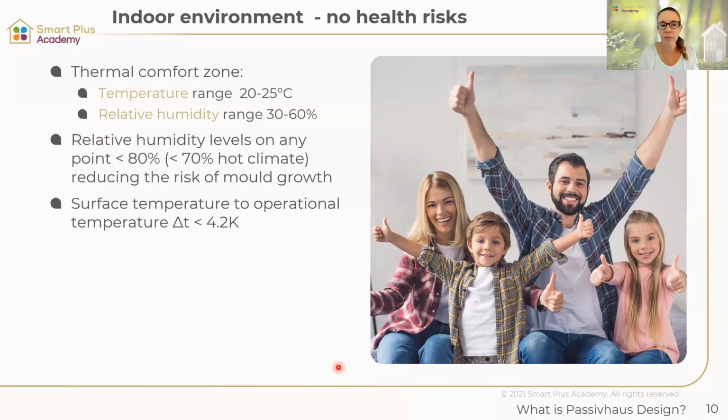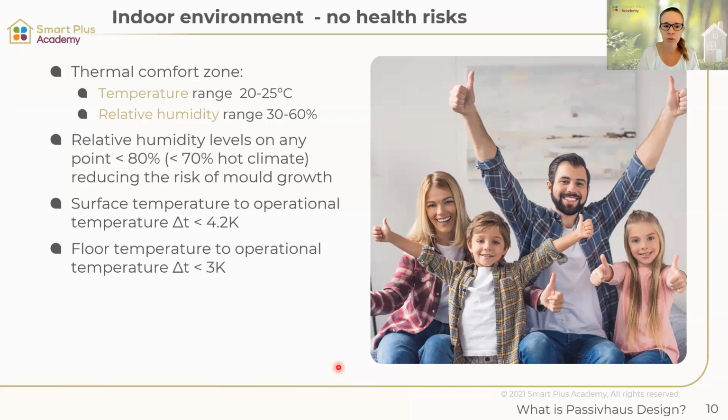So 4.2 Kelvin, we want to have the maximum difference between surface and air. Why is that? Because that limits the risk of drafts. You've probably all sat next to a single glazed window in winter when it's cold outside and you felt this really uncomfortable draft, the cold shoulder effect. That's because the temperature difference is too big and then we're feeling a draft. And this 4.2 Kelvin limits that risk of drafts.